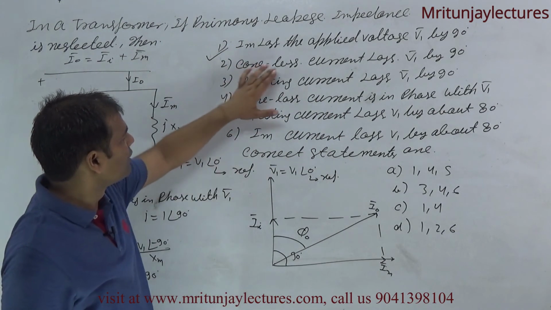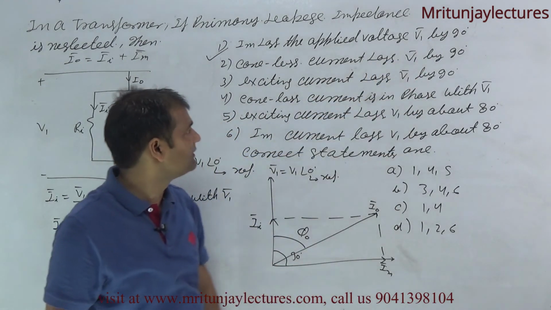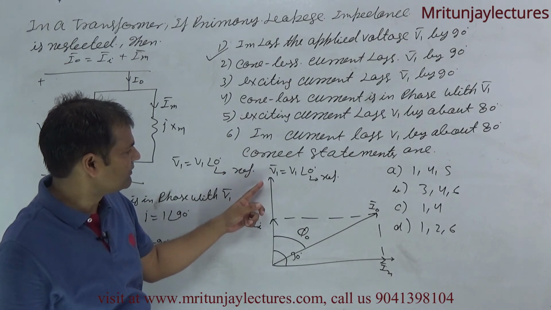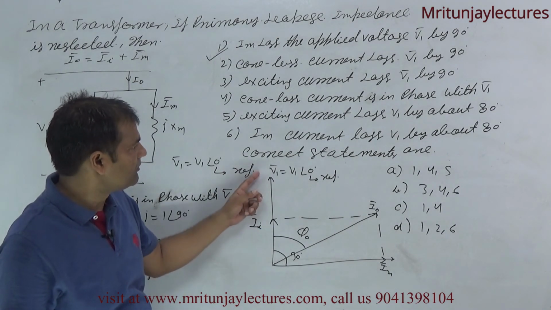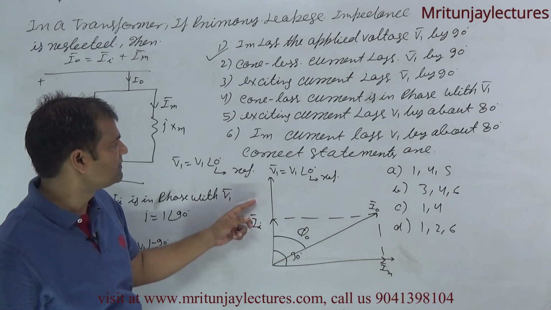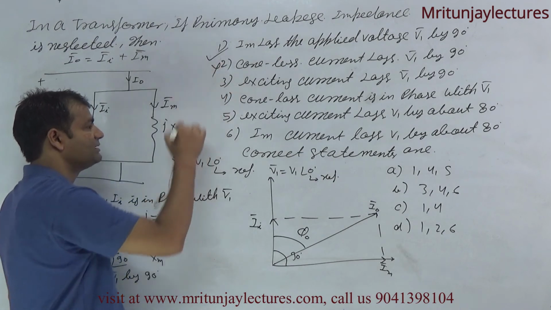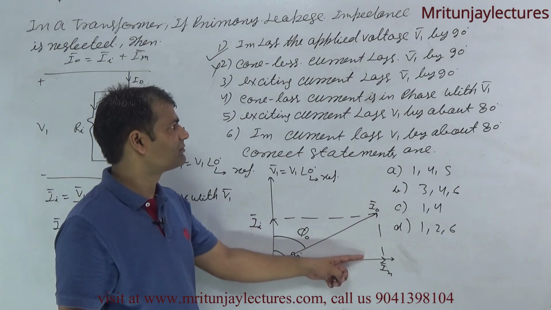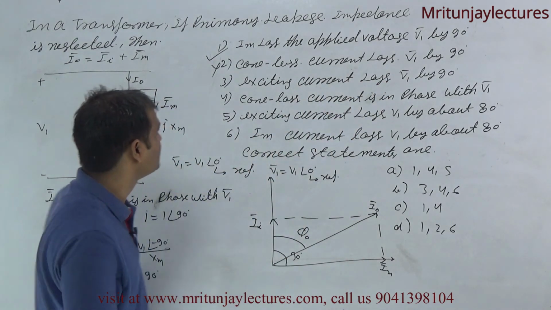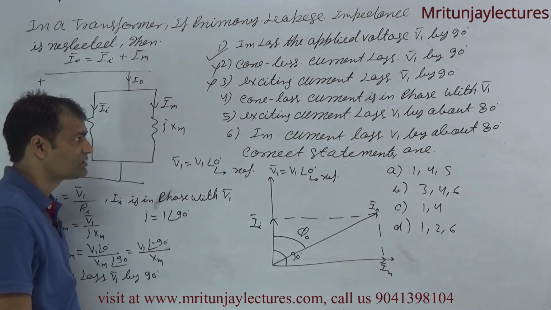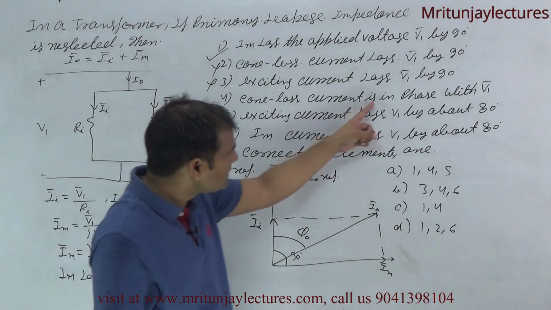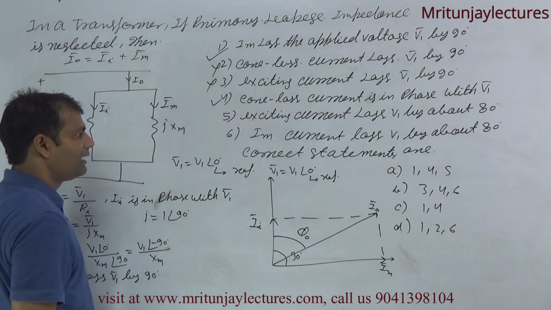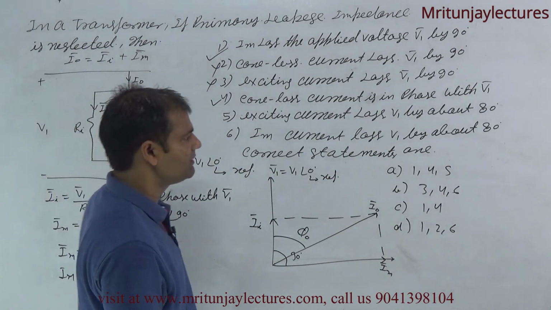Now next, does the core loss current lag V1 by 90 degrees? No, the core loss current is in phase with V1. So the second option is wrong. Now the third option, the exciting current lags V1, but not by 90 degrees. So that's why the third is not correct. Now the next one: the core loss current is in phase with V1. It is clear, both have the same phase, so that is correct.